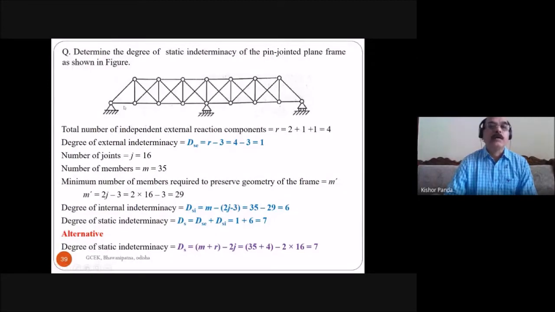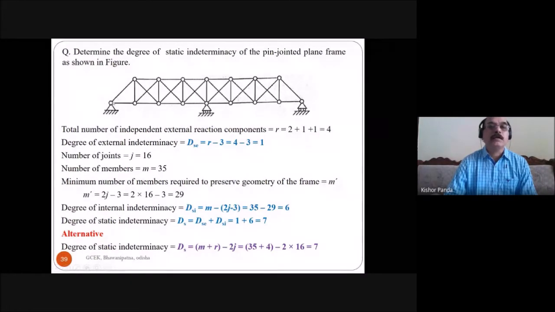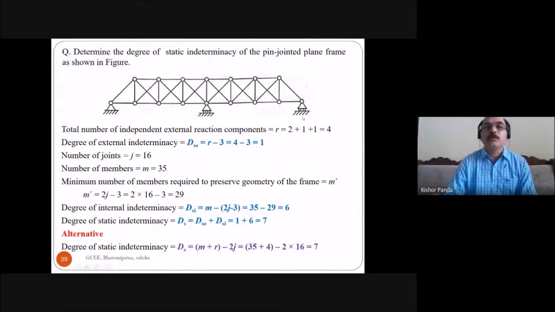So first you find out the number of reaction components. This is hinge support, so here 2 reactions. This is roller support, 1 reaction. This is also roller support, 1 reaction. So the total number of reactions is equal to 2 plus 1 plus 1, which is 4.